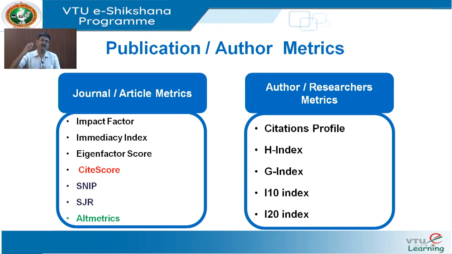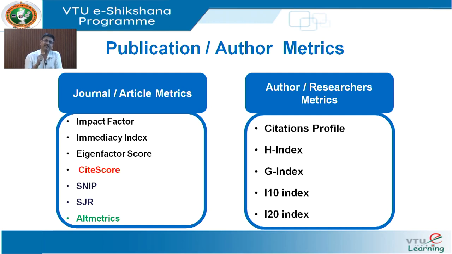An author can be measured by creating a citation profile of all his publications: number of citations, number of collaborations, what he has done. And we can have an H index, a G index, I10 index, I20 index, and we have P index, and H5 index. So many indexes are there. Among them, primarily used indexes are H index and G index. Of course, Google gives I10 index.